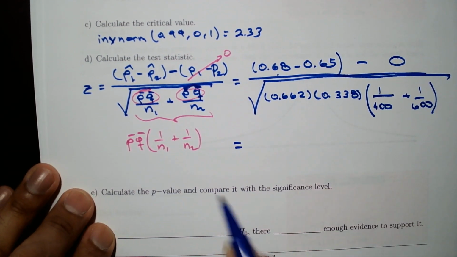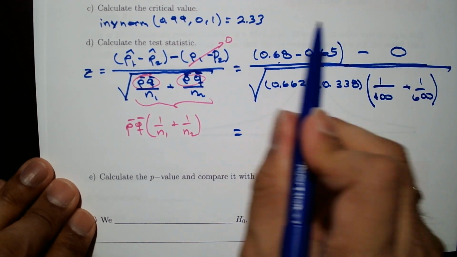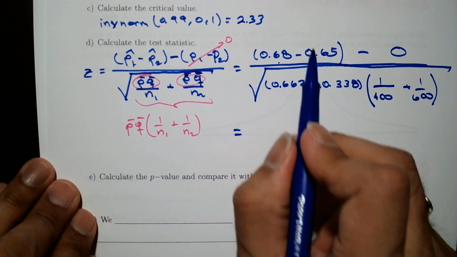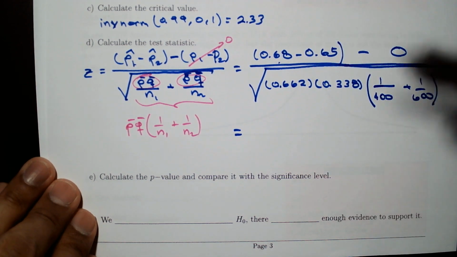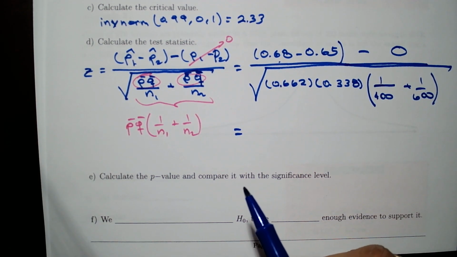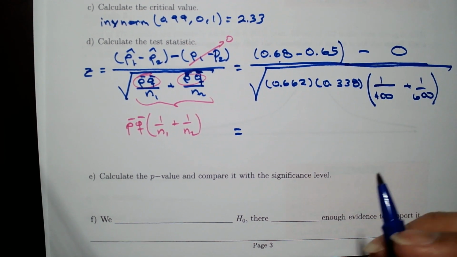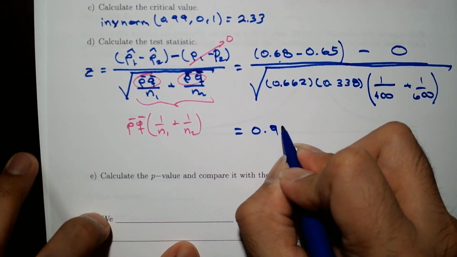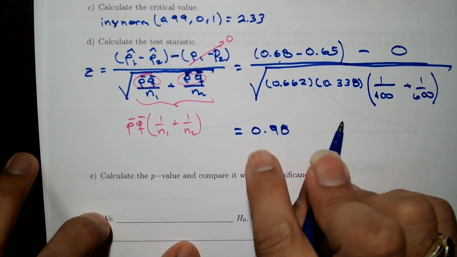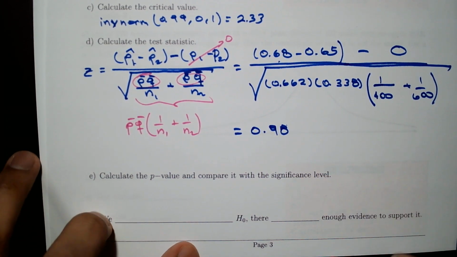And I'm not going to do every single step here. I'm just going to give you the final answer, because ultimately I'm not going to ask you to do this. I just want to do one example like this so you can see how it's done the long way, and then I'm going to show you how to use all this using the calculator. So I get 0.98 as my test statistic.